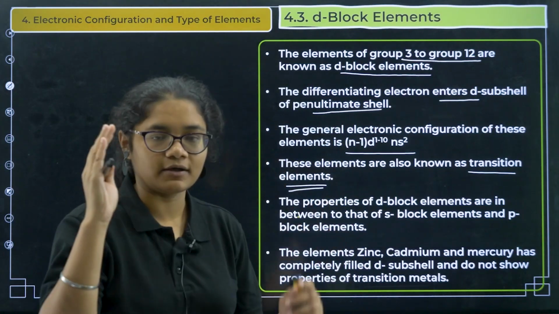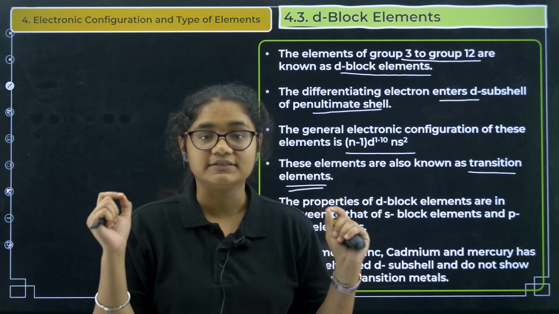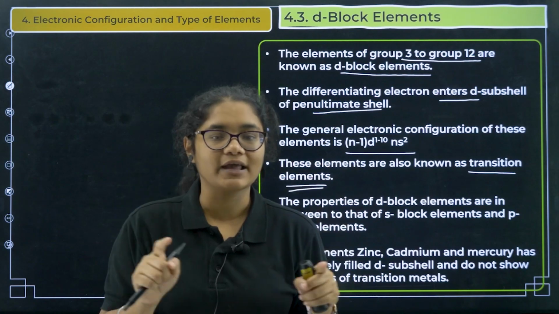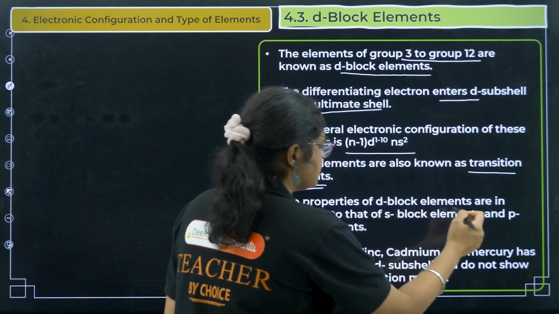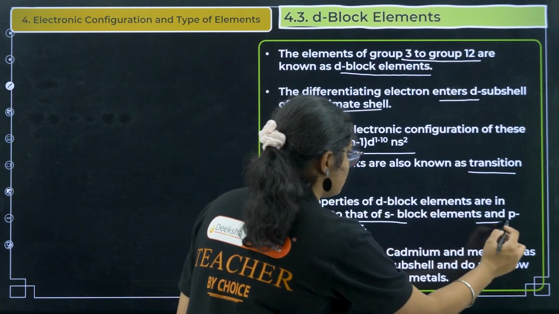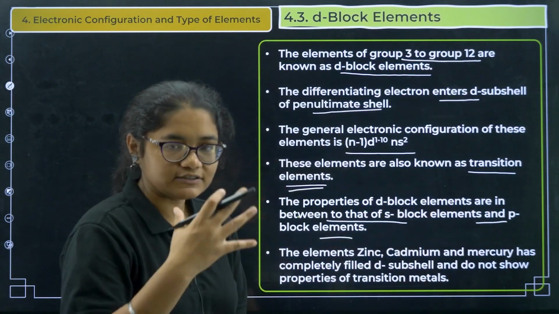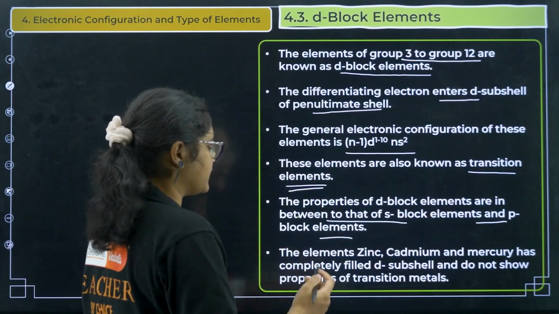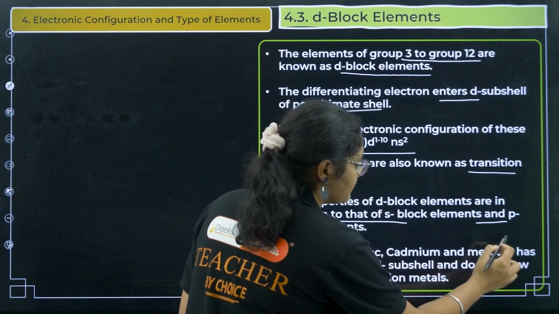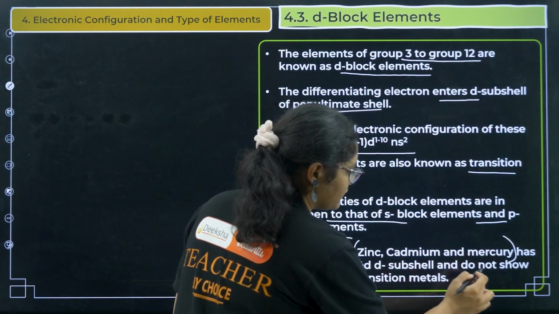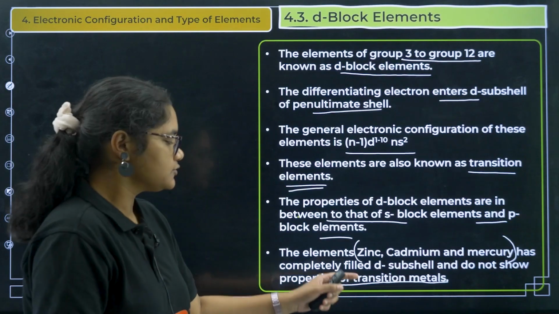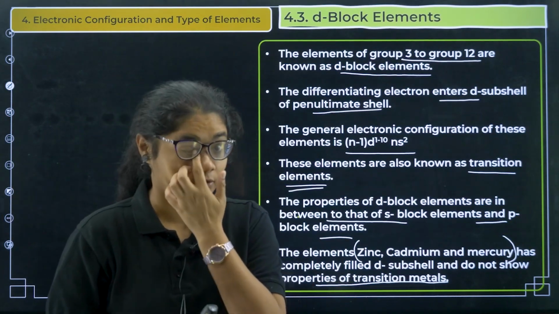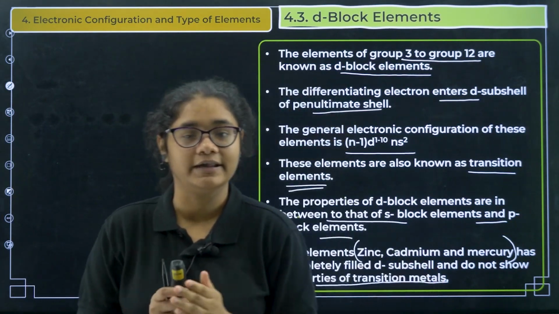So remember, the S and P block elements are called representative elements and D block elements are called transition elements. The properties of D block elements are in between the S block and P block. That is why they are called transition elements. Next, the elements zinc, cadmium and mercury have a completely filled D subshell and do not show the properties of transition metals. If you go to class 12, you have studied D and F block.